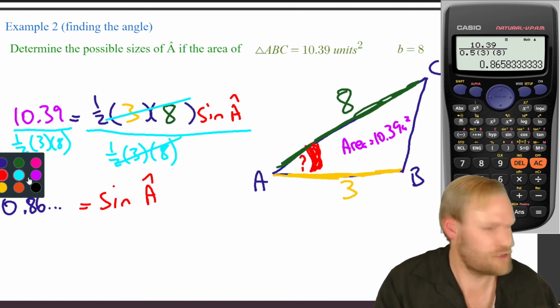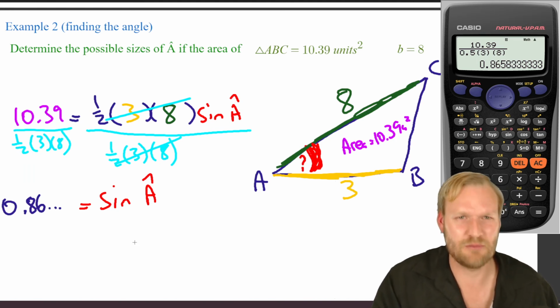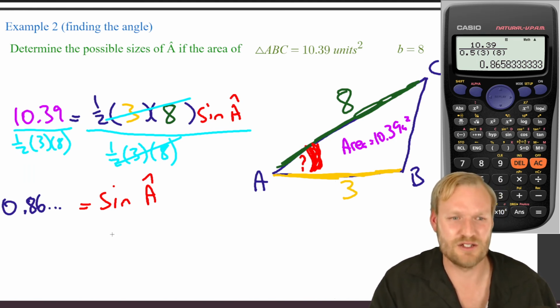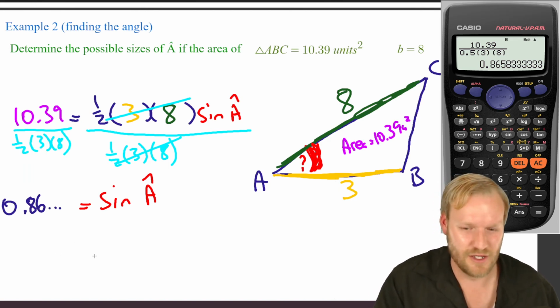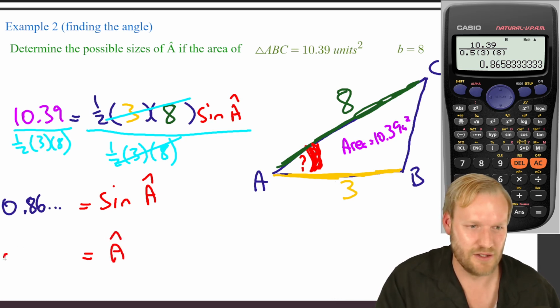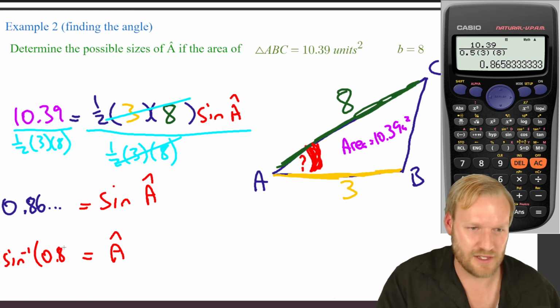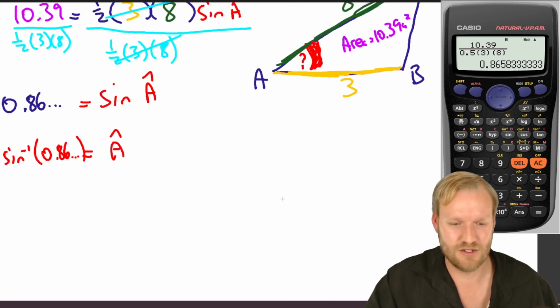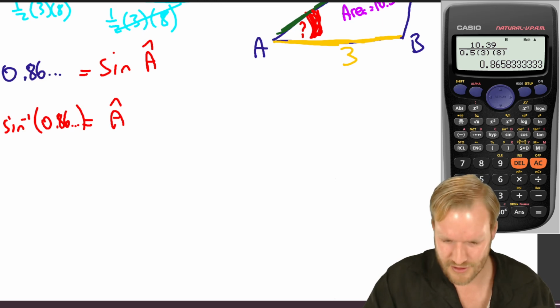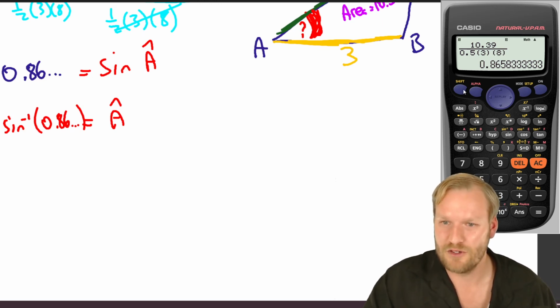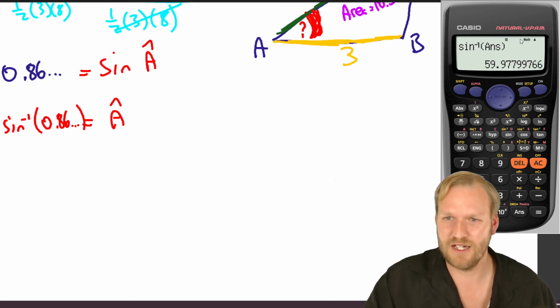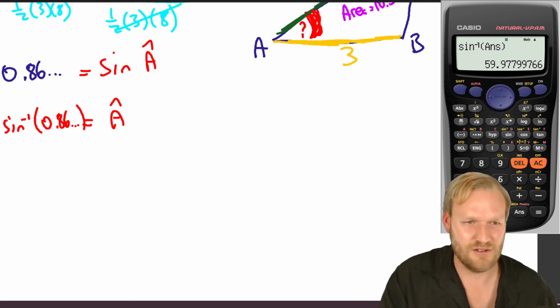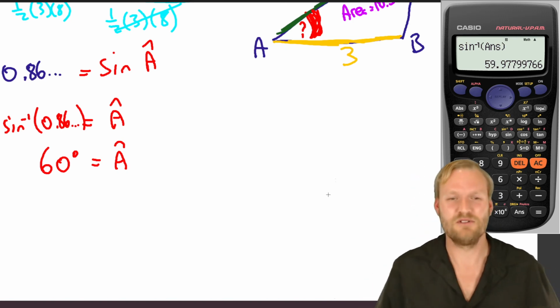Okay, so now what we want to do is find out what A is. Remember, if we've got what sine of A is, we go for that shift sine idea. So A is going to be shift sine of that thing there. I'm putting it like that. So if we scroll down, go back to our calculator here, and we go shift sine of what we had before, we get 59.977. I'm going to call that 60 degrees. Okay, so there's what our value of A is.